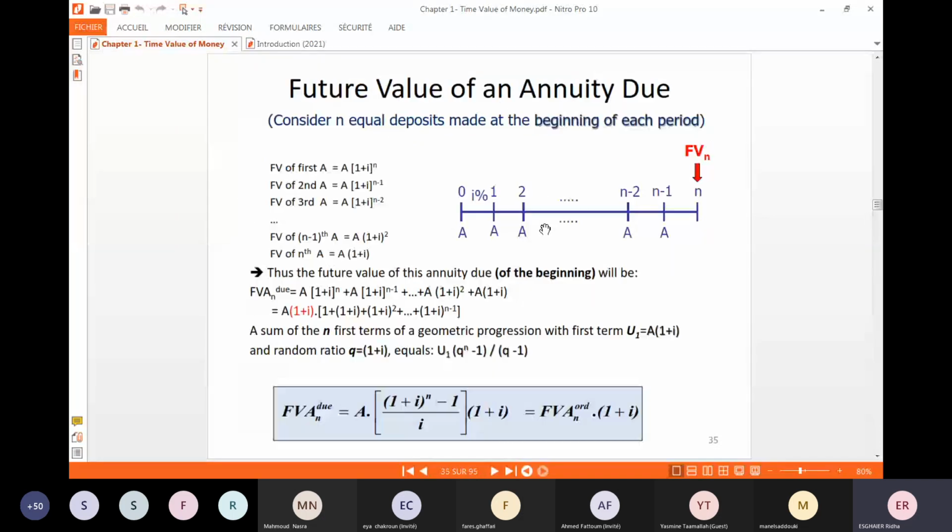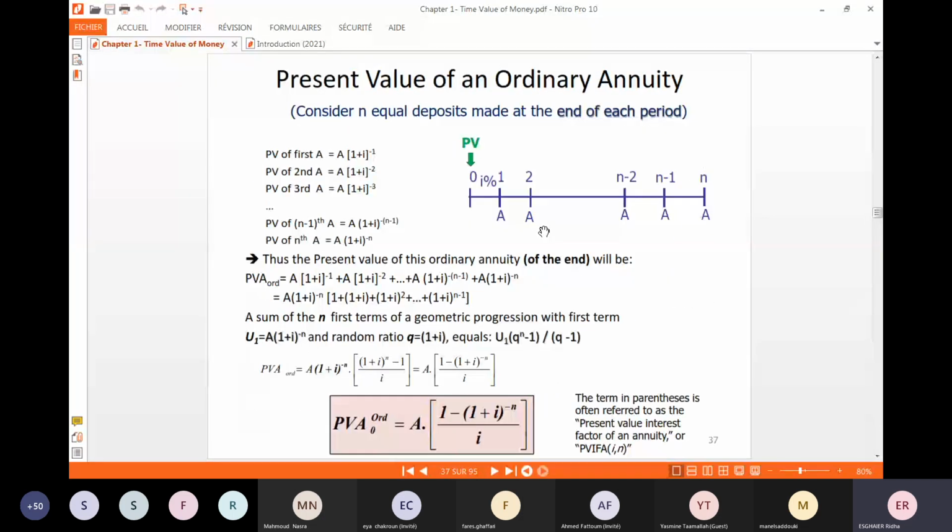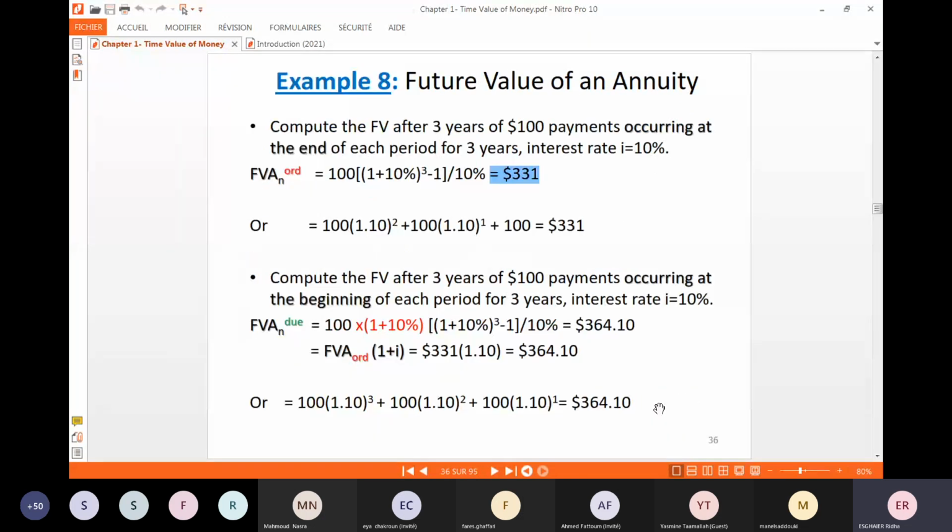And you notice here that the future value of an annuity due is higher than the future value of an ordinary annuity. It's logical. It is because of the additional year of interest, because we deposited the first amount earlier, today, not 1 year from now.